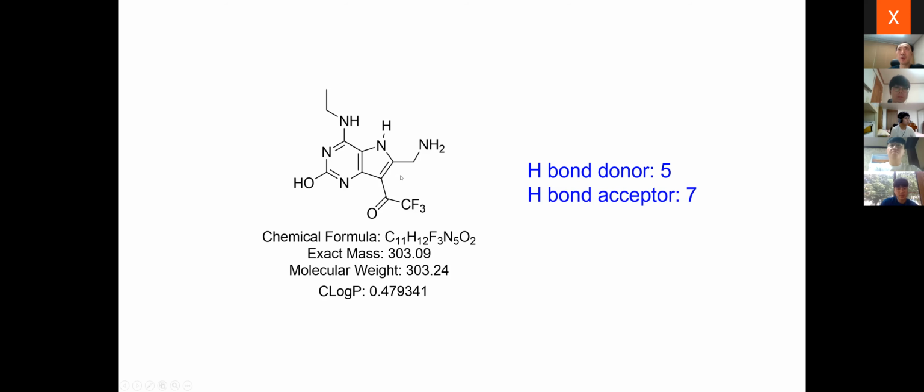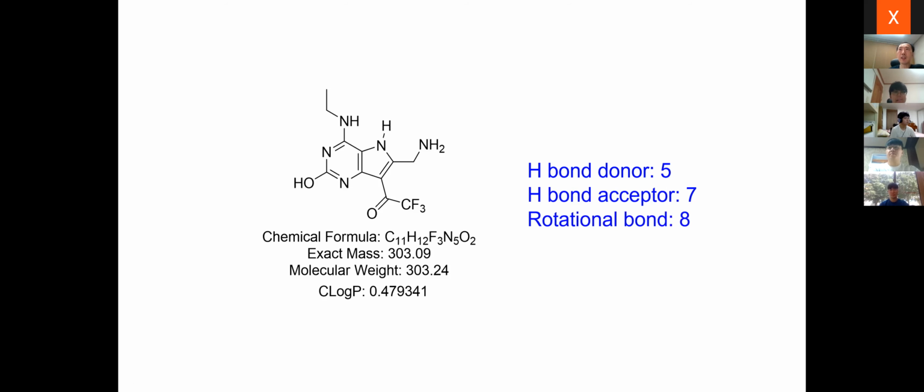1, 2, 3, 4, 5. No objection. 5. You don't count this, right? This is the one atom here, so no count. 5, 6, 7, 8. Which one did you miss? Let me count again. 1, we don't count this. 1, 2, 3, 4, 5, 6, 7, 8. Okay, rotational bond is 8.